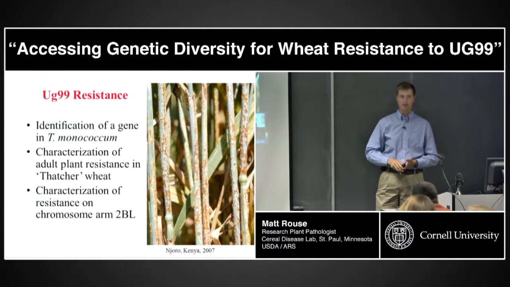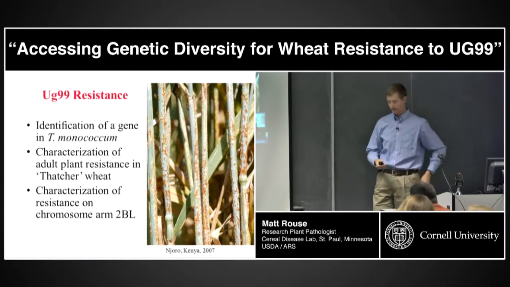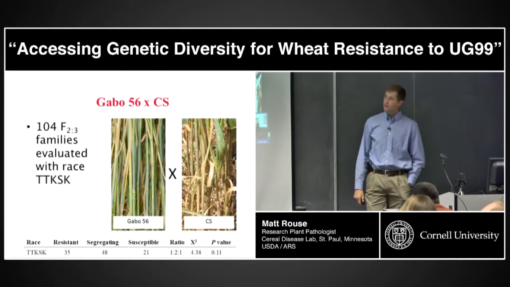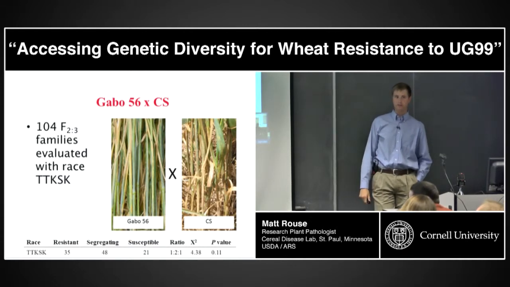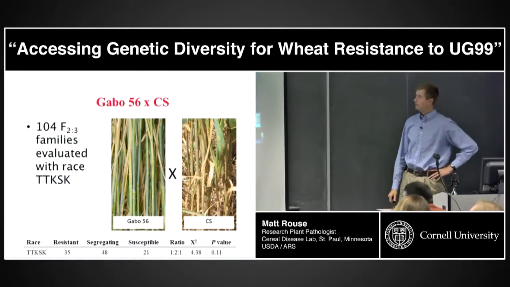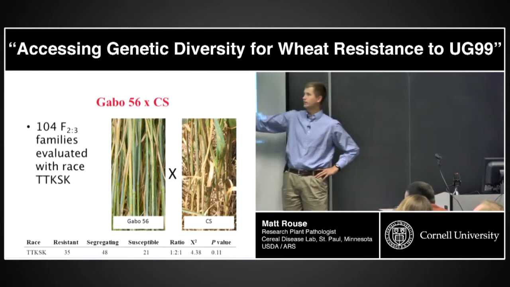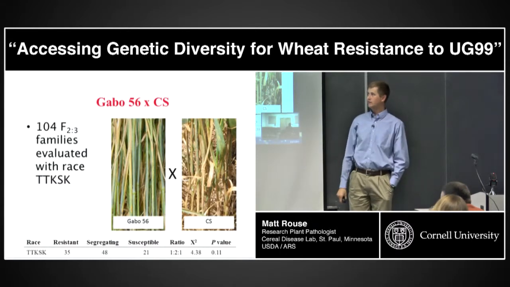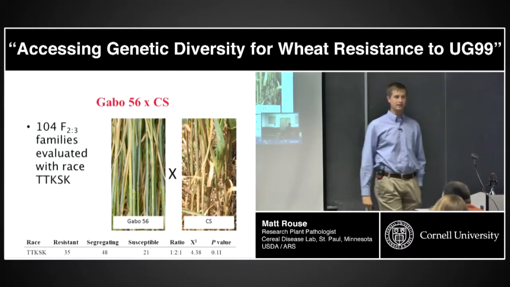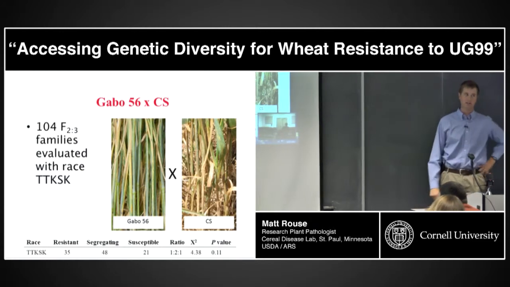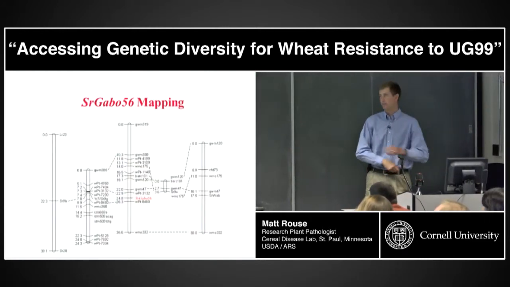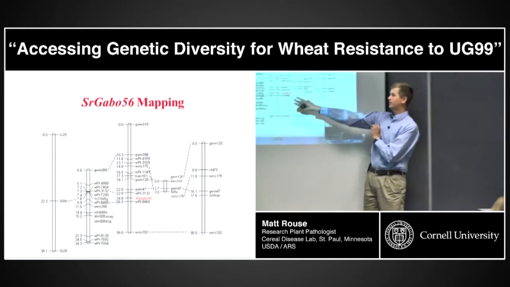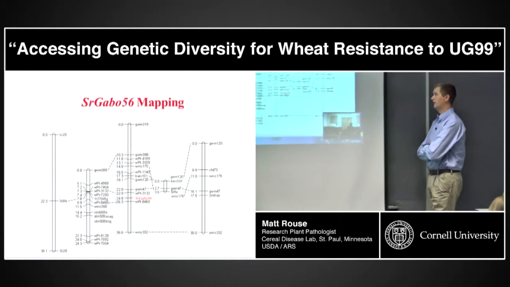In this section, I'm going to talk about some major resistance genes on chromosome 2BL. We started with 2BL when we were mapping resistance in this line called GABO 56. And you can see that this line is quite resistant in Kenya compared to susceptible Chinese Spring. And when evaluating the progeny of a population at the seedling stage, we found evidence of a single major gene that we temporarily designated as SrGABO56. And we mapped this gene to chromosome arm 2BL.